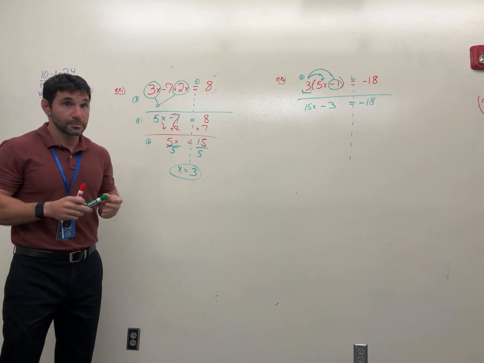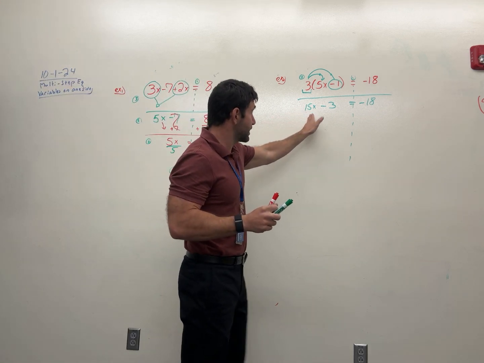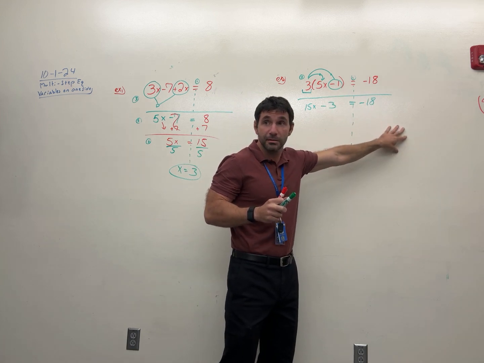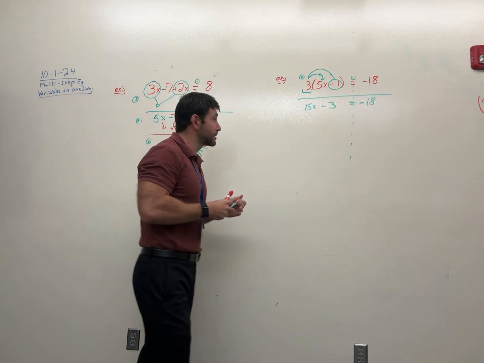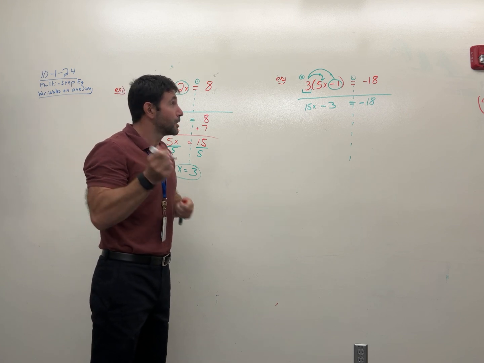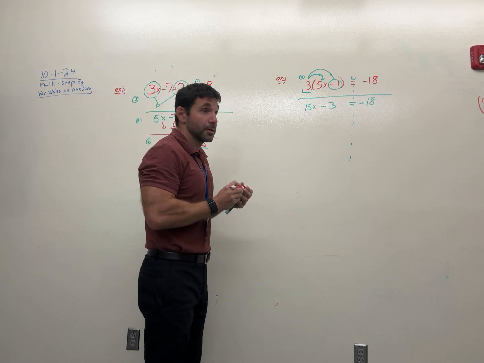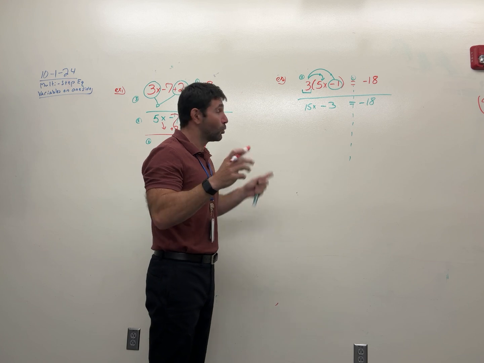Combine variables on opposite sides. Okay, 15x. Any x's? No. Done with step 4. Kindle, step 5. Combine constants on opposite sides using inverse operation. Okay, and it says addition or subtraction, right? What are my constants?